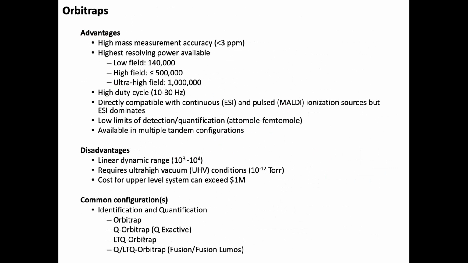So from an Orbitrap, the advantage is you can get better than 3 parts per million mass accuracy, something like 0.001 Dalton mass accuracy, depending upon the mass or mass to charge of your analyte. Okay, so a very, very accurate measurement of mass.